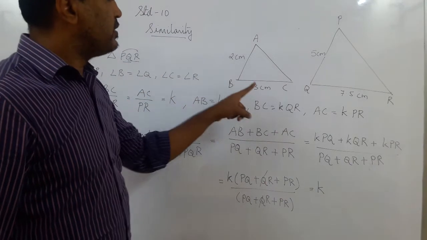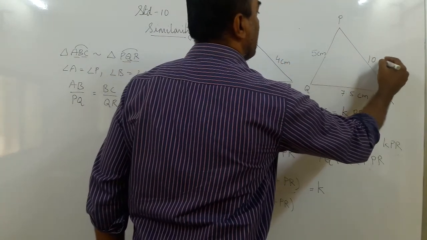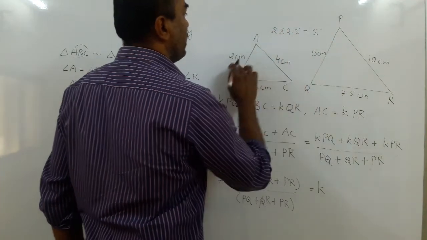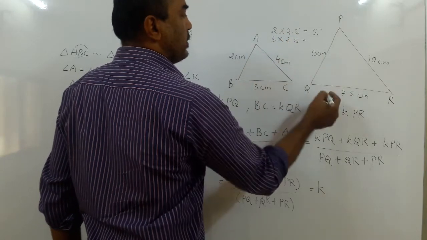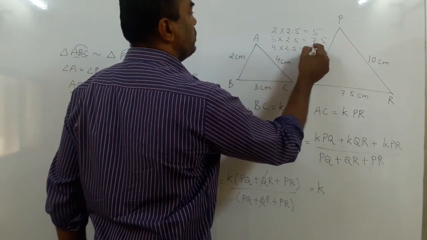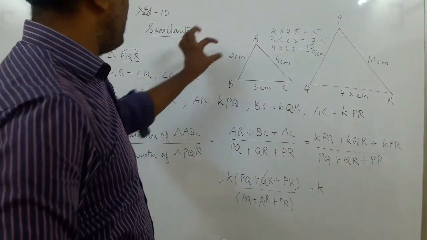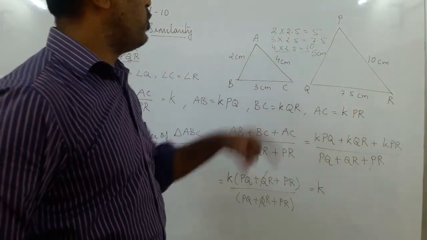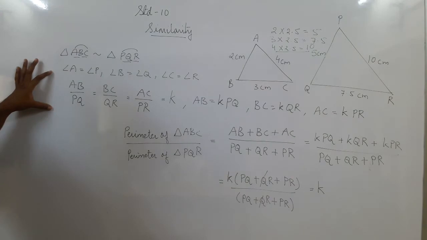This is 2, this is 3. So if this is 4, then this will be 10 centimeters. Now 2 into 2.5 gives me 5. The ratio is 2.5. 3 into 2.5 gives me 7.5. And 4 into 2.5 gives me 10. So this is the ratio, right? So what is the ratio of the side? We had 2/5. So what is 3/7.5? It is also 2/5. What is 4/10? It is also 2/5. The ratio of the side is 2/5.